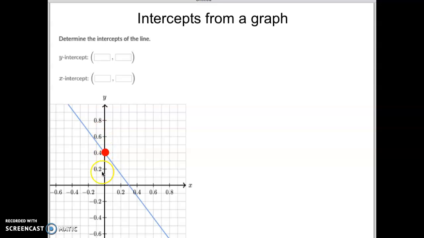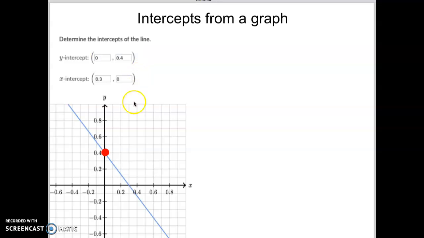Now, the x value of that dot is right here at 0, so we plug in a 0 for that portion, but the y portion of this right here is 0.4. So we plug in 0 and we plug in 0.4.